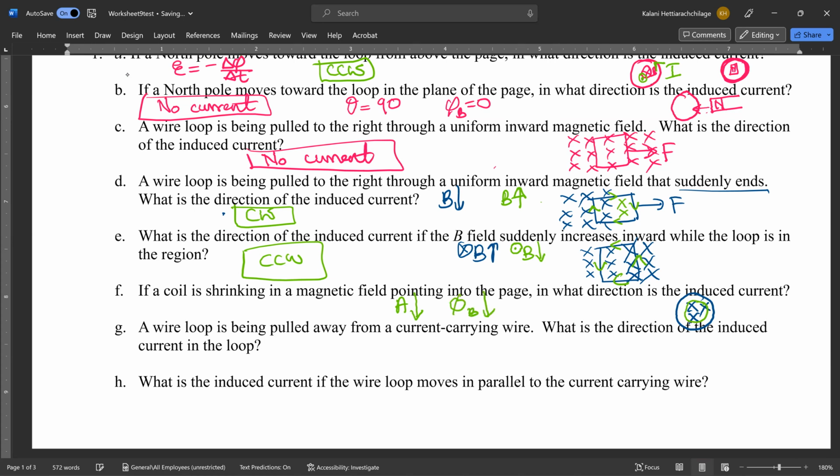That means what the coil has to do is increase the magnetic field in the same direction. If you increase the magnetic field in the same direction, the magnetic flux stays fixed. So now, creating the magnetic field in the inward direction, you know that I need to carry the current in the clockwise direction.